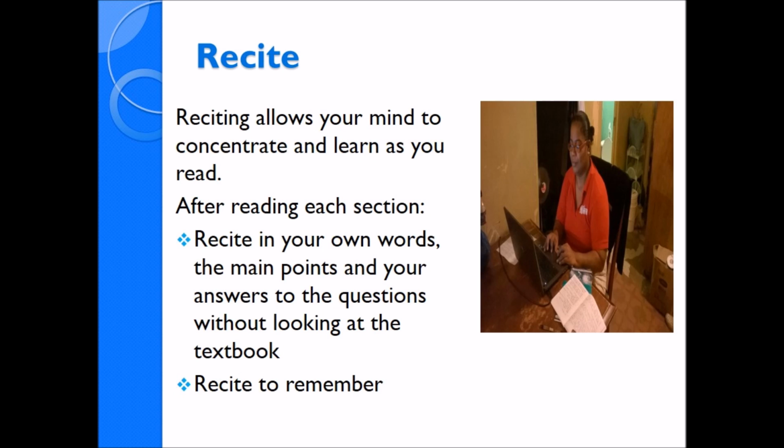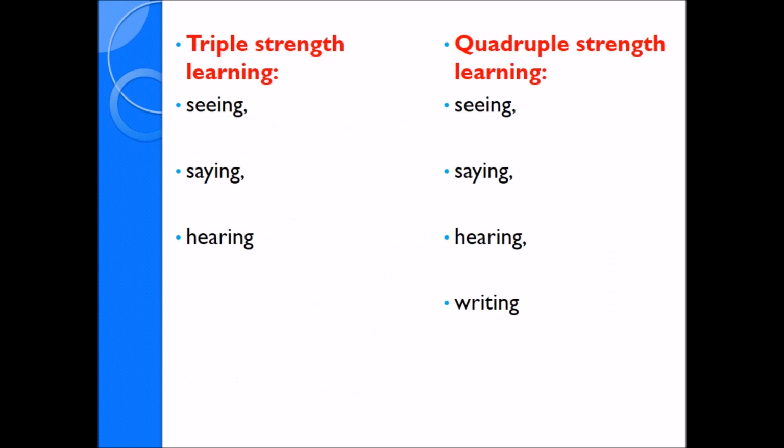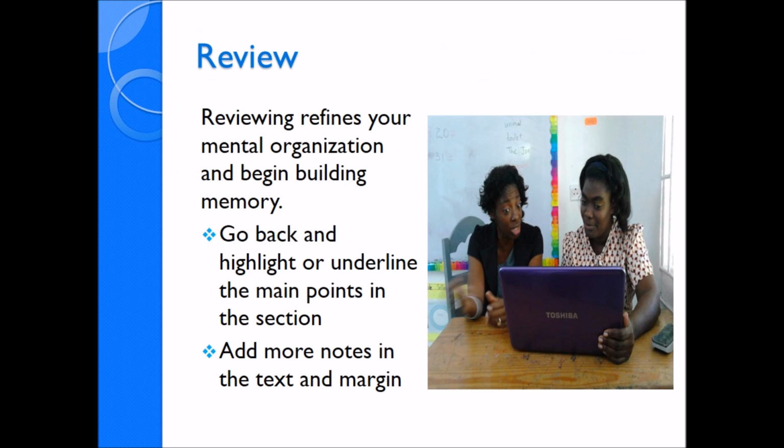Take notes from the text, but write the information in your own words. This is a very important skill. Rewrite the information in your own words. You understand it, internalize it, and reproduce it. We have something that I refer to as triple strength learning, which is seeing, saying, and hearing, and the quadruple strength learning, which is seeing, saying, hearing, and writing.